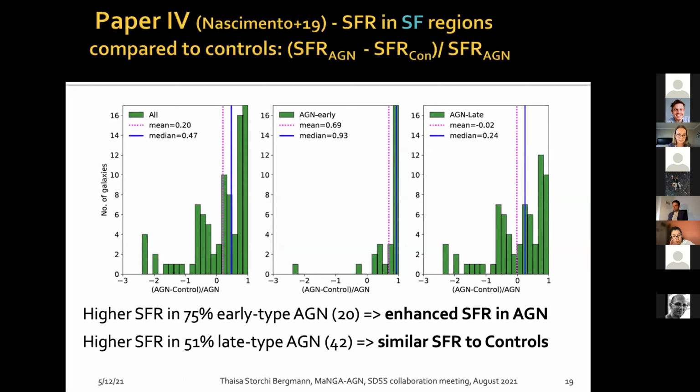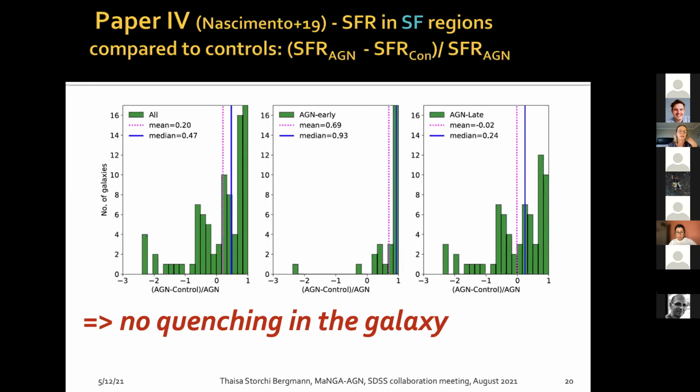But in the late type AGN, we're just seeing 50%. So it means that the late type AGN have similar star formation rate in the disks to controls, okay? But in the early type AGN, we see enhanced star formation. So in the galaxy, in the outer parts, we again don't see quenching.